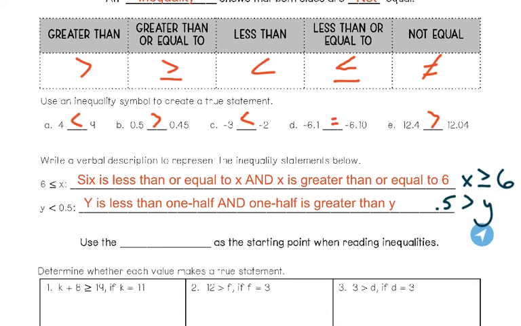So y could be any number that's less than 0.5. That means y could be 0.4, 0.3, 0.2, and so on. Y cannot be 0.5 because it's not got an equal sign underneath of it. It's not a less than or equal to sign. It's just a less than symbol. It also can't be 10 or 12. It can't be huge numbers because it's less than. So anything less than 0.5 will make this inequality statement true.